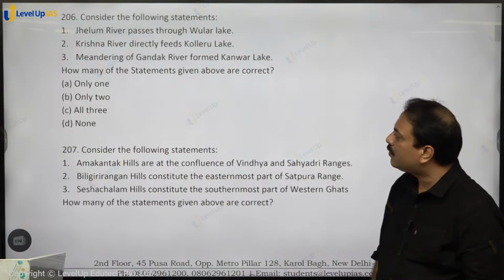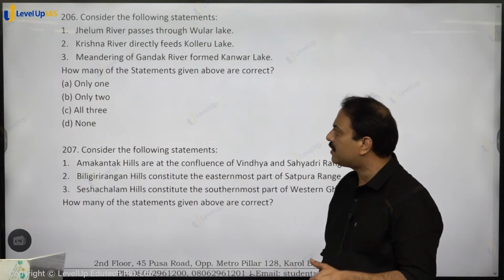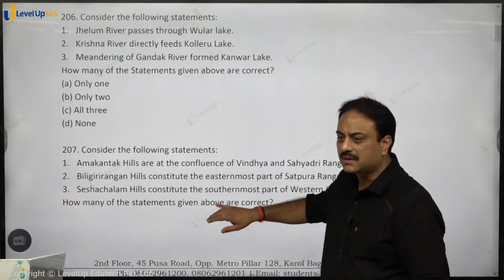So Jhelum river passes through Wooler Lake, correct. Krishna river directly feeds Kolleru, wrong one. Statement 3 is also wrong. So only one, option A for apple, shall be considered as the right answer. Clear on that?